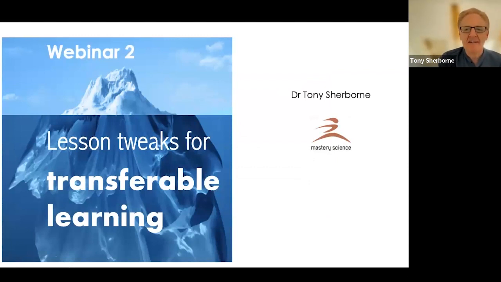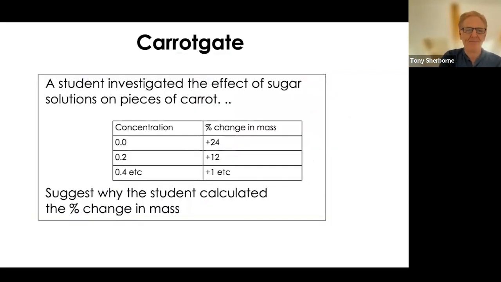So this is the second in our webinar series towards deep transferable learning. Last week, we looked at the deep learning, what you might call the first half, and this week's focus is more on the transfer of learning.